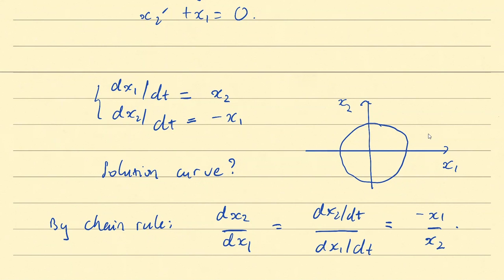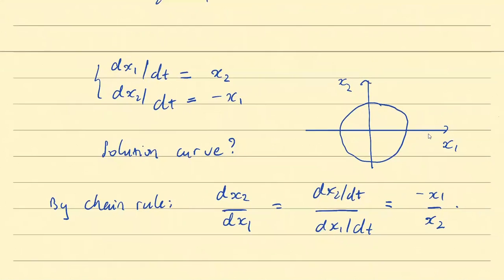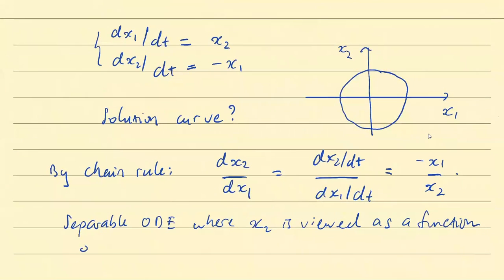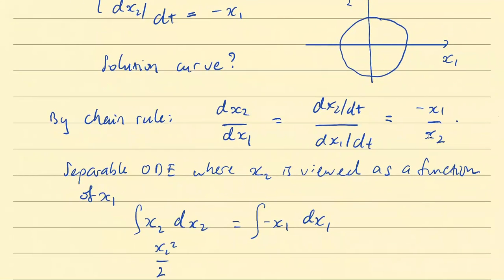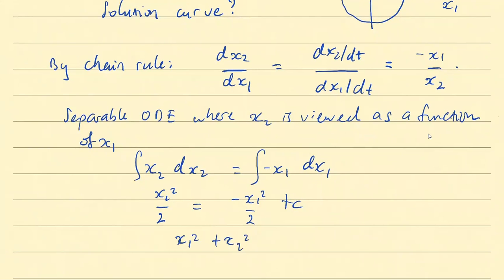Now, voila, what are you seeing? If you ignore this, which is just the explanation step, then this is a separable ODE, where x2 is viewed as a function of x1. Can we solve it? You bet. So you got something like x2 dx2 equals minus x1 dx1. Integrate: x2 square over 2 equals minus x1 square over 2 plus c. So x1 square plus x2 square is equal to another c, where c changes from this line to this line, but I don't care. C is determined by initial value. So exactly, it is a circle.